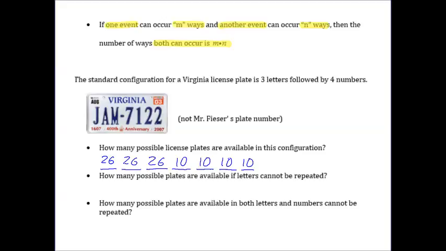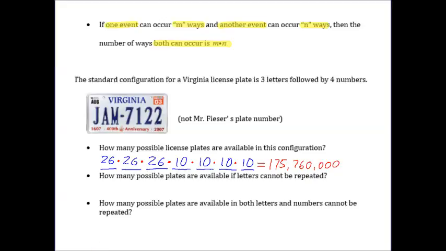And if we want to know how many that is in total, following the fundamental counting principle, we just multiply each of these possibilities together with each other. And as we do that and put it into your calculator, we get a huge number. In fact, we get 175,760,000 different possibilities. That's quite a lot. So that's going to be enough for everybody in Virginia for a while to go.